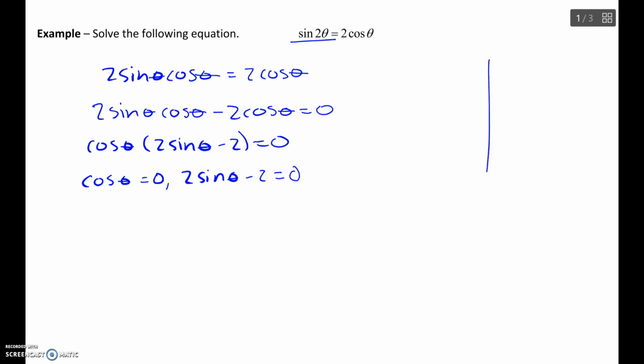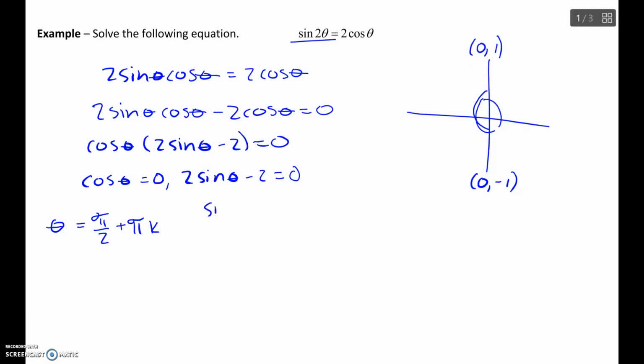So we'll come over here and do our little unit circle. When is our cosine 0? The cosine is 0 when your x is 0. So it's right here and right here. So you get theta equals pi over 2 plus pi k, because it's here and then here and then here and then here. So we only need to add pi k.